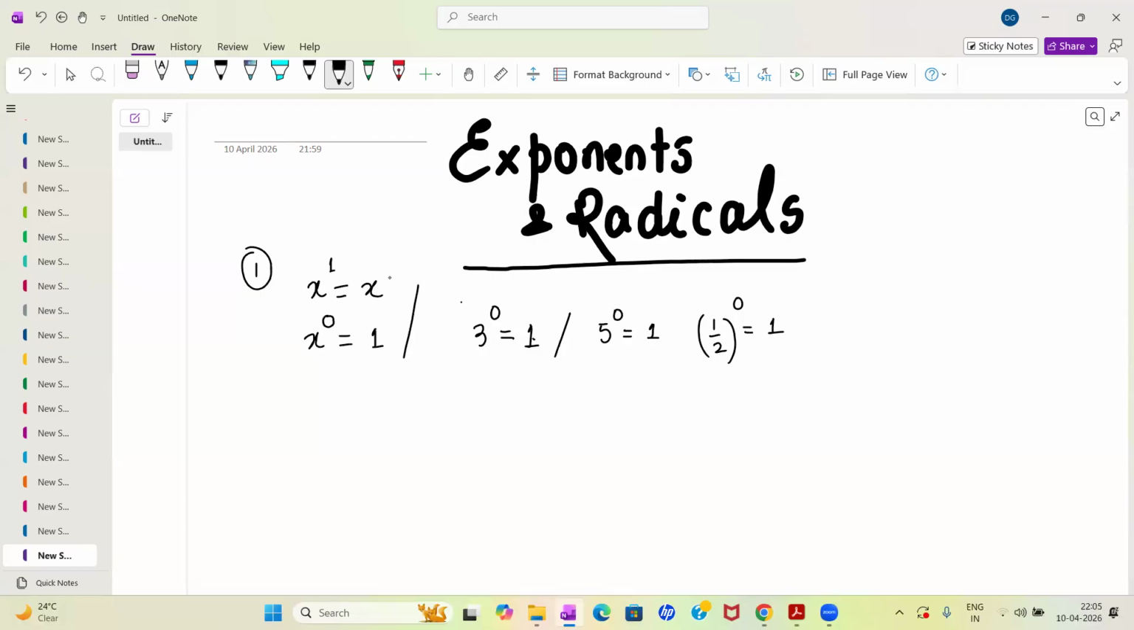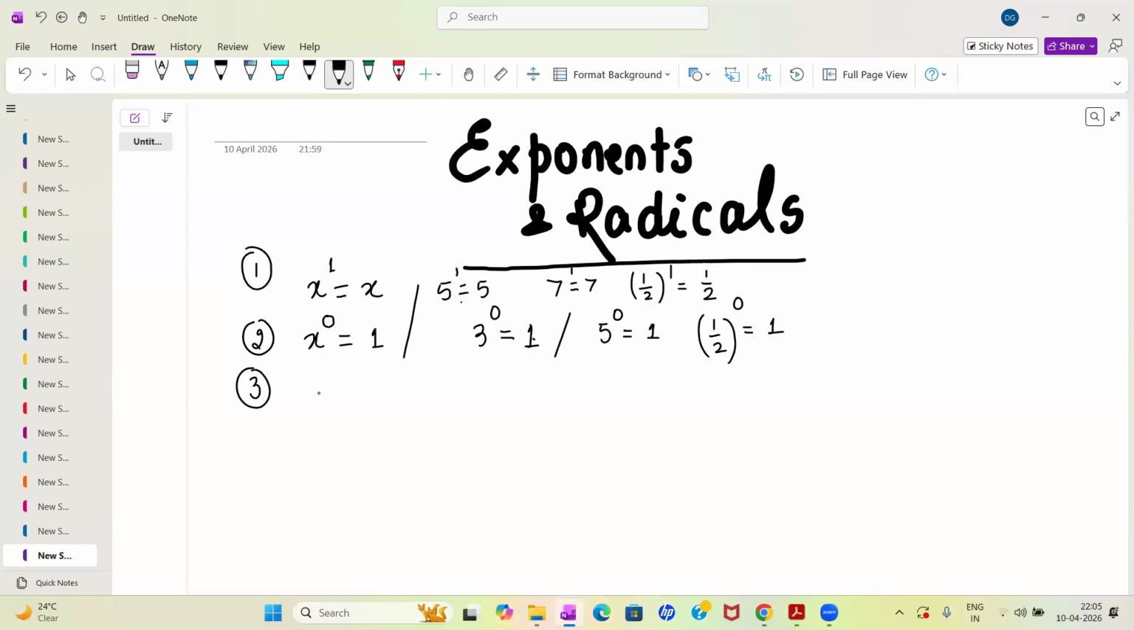And similarly, x to the power 1 is x. So 5 to the power 1 is 5. 7 to the power 1 is 7. 1 by 2, the whole to the power 1 is 1 over 2. Now the third rule, this was the second.